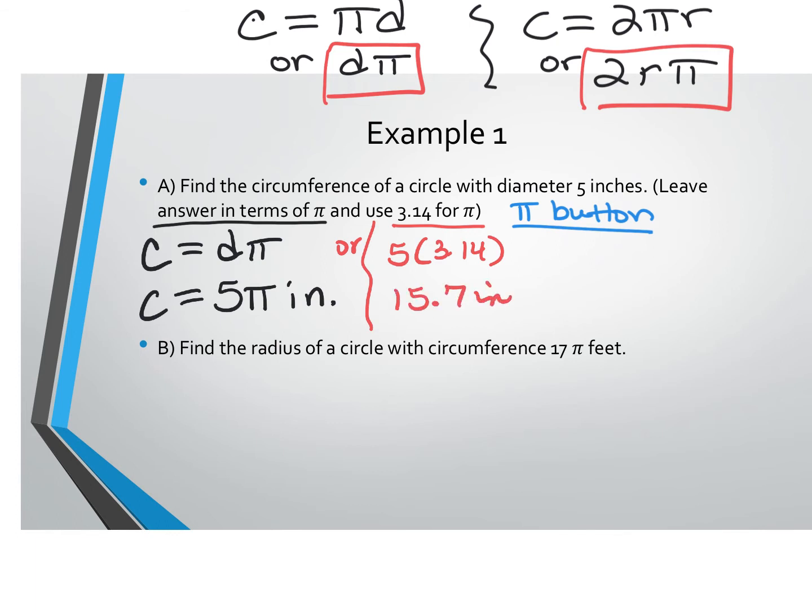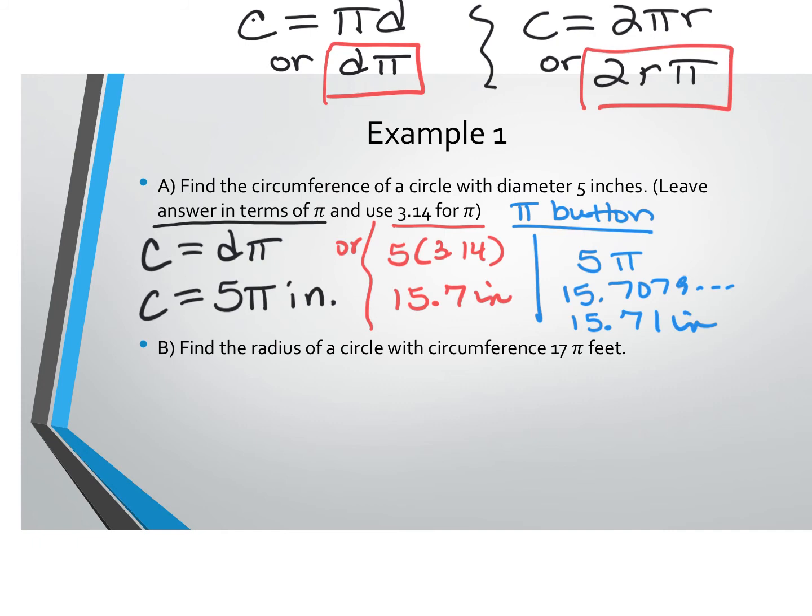It terminates. And then using the pi button, I would hit 5 and then pi and then hit enter, or 5 times pi. Once I do this, I get 15.7079. It's going to keep going. Rounded to the hundreds place, 15.71. And again, these are inches.